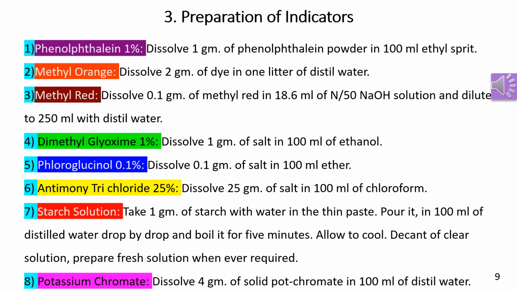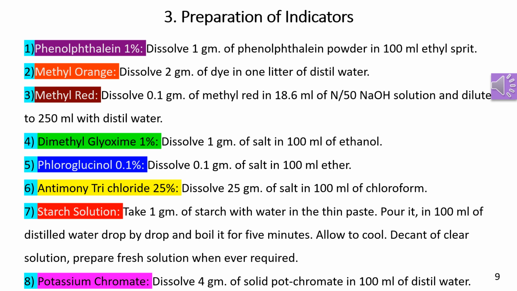Number 7 is starch solution. How can we prepare the starch solution? To prepare the starch solution, we need starch and distilled water. The amount of starch is 1 gram and the distilled water is 100 milliliter.